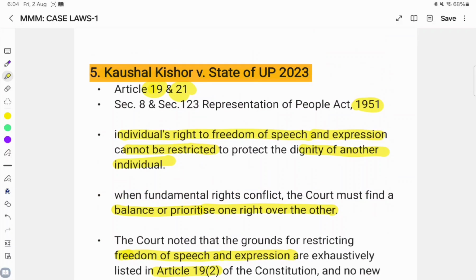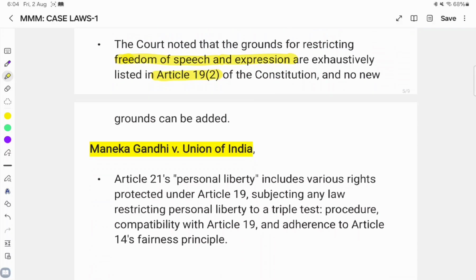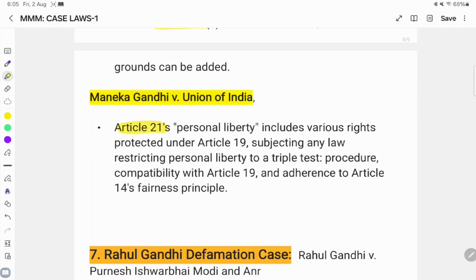Similar to this case, that is Kaushal Kishore versus State of Uttar Pradesh, 2023, there is another important case, Maneka Gandhi versus Union of India, of 1978. In this case also, the Supreme Court said that Article 21 has a broad meaning. It contains a lot of rights. As you must be aware, recently the protection from the adverse effect of climate change has also been included under Article 21 as a fundamental right.